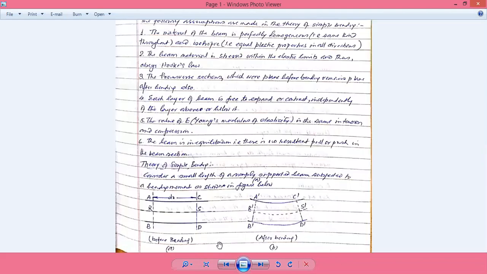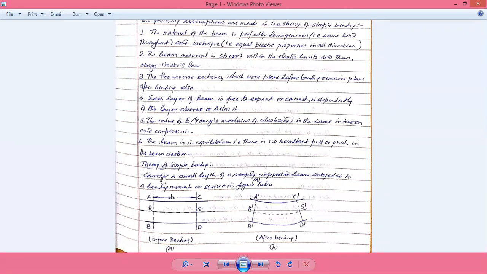Next, what we have gone through: an elementary section of the beam we have chosen. Its length is tending to zero, extremely small but not equal to zero. This is the length dx, the elemental or differential length, between two sections AB and CD of the beam. Before the bending, this is the shape of the section, and this is the shape of the beam after the bending itself.